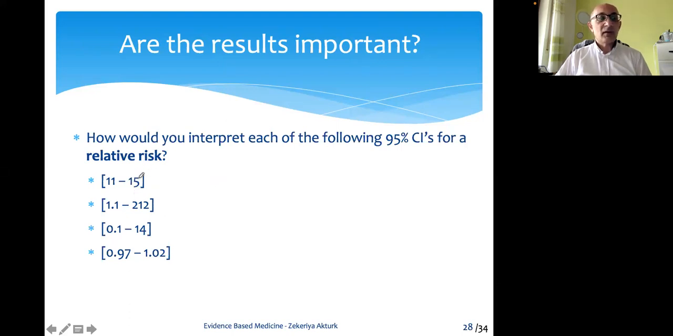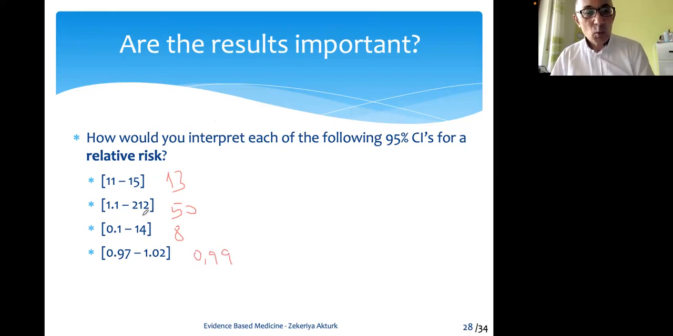Here, I haven't given you the relative risk value, but let's say for this case, the relative risk is 13. Here, we have a relative risk of 50. Here, we have a relative risk of 8. And here, we have a relative risk of 0.99. I'm imputing these numbers. Okay, so what would you say, considering the confidence intervals?